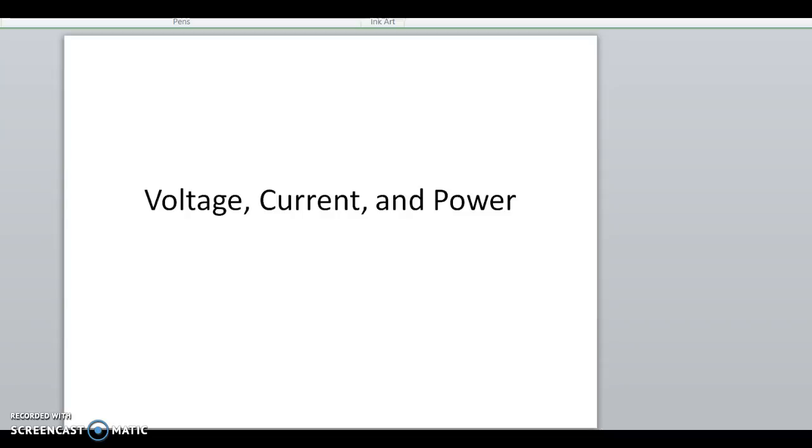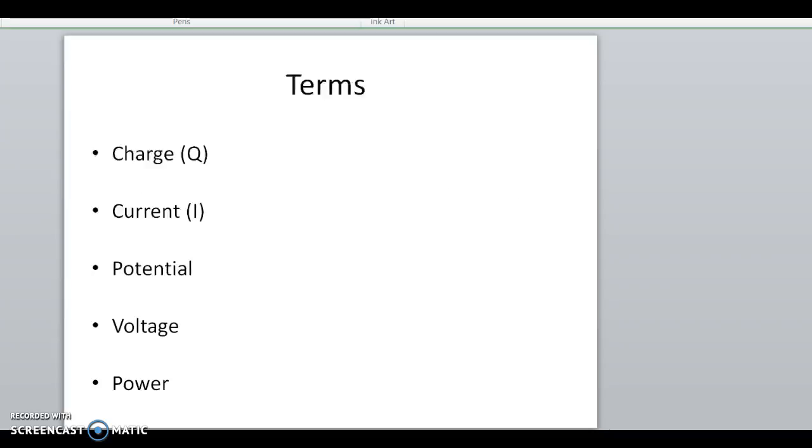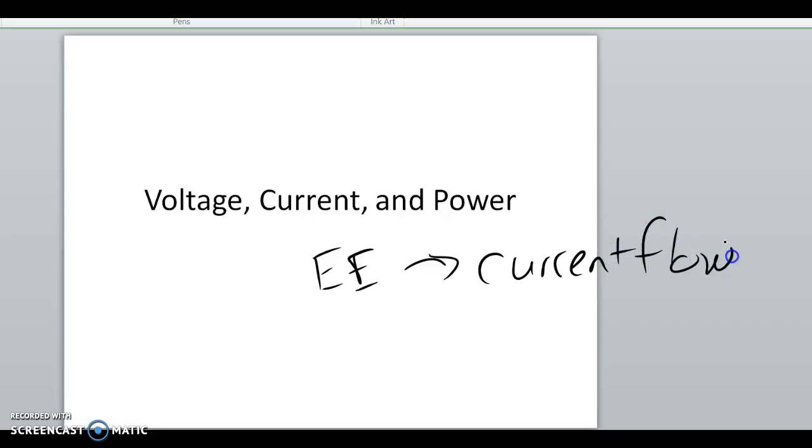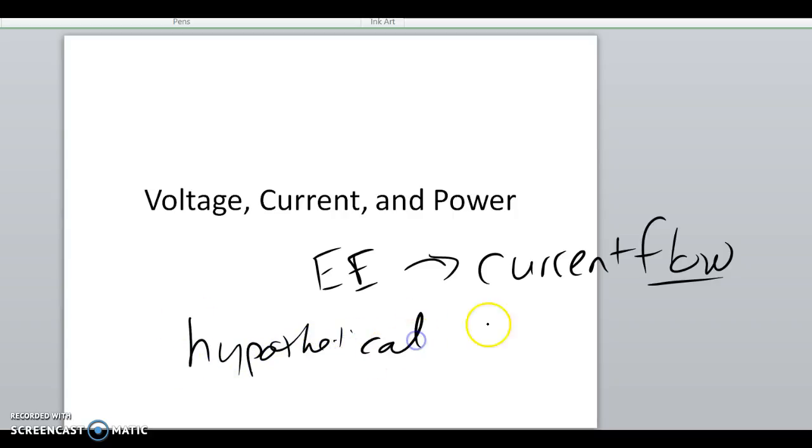We're going to start off with voltage, current, and power. In electrical engineering, we focus on current flow, even though this is the hypothetical movement of positively charged particles.